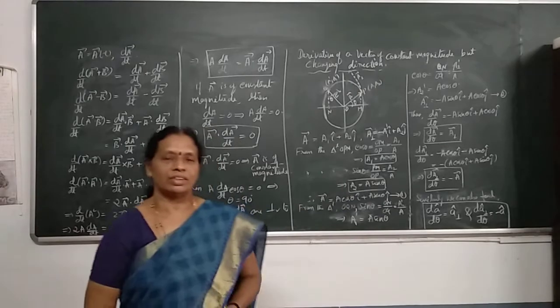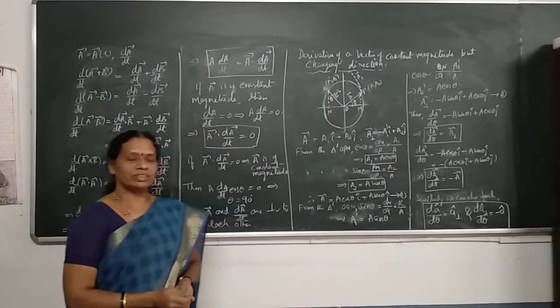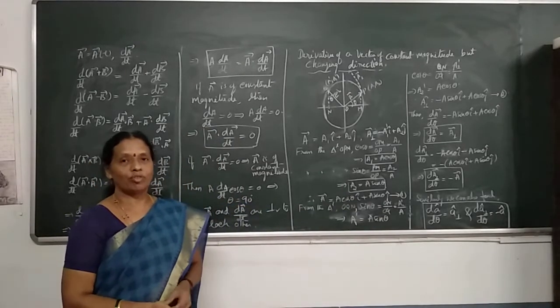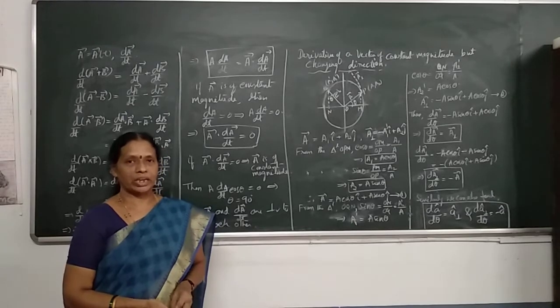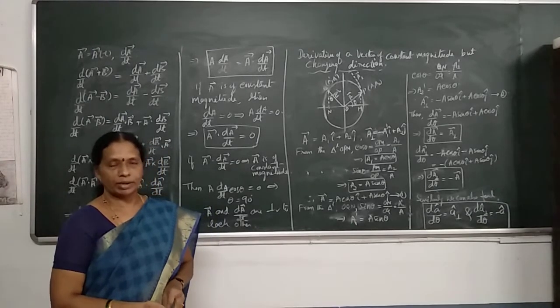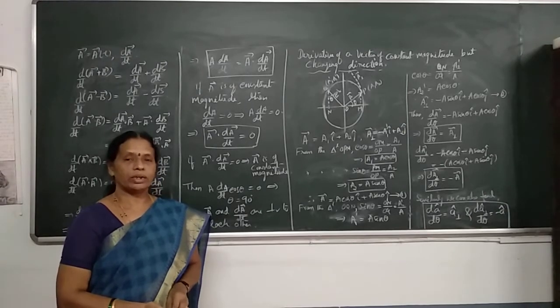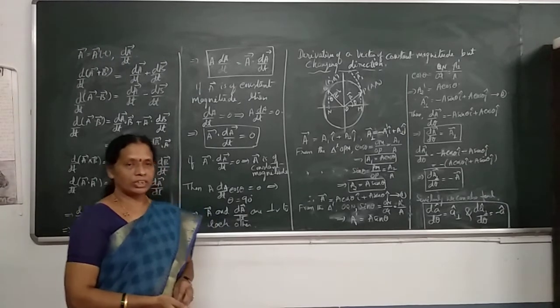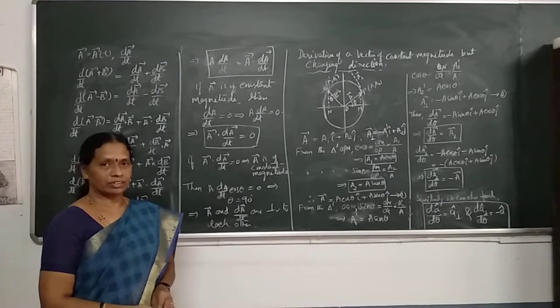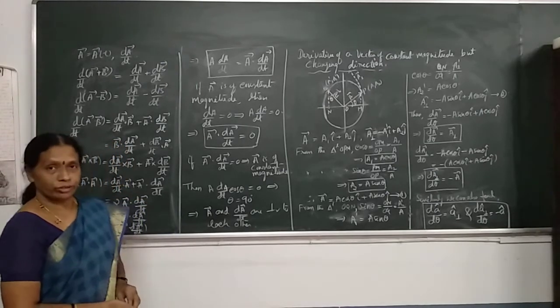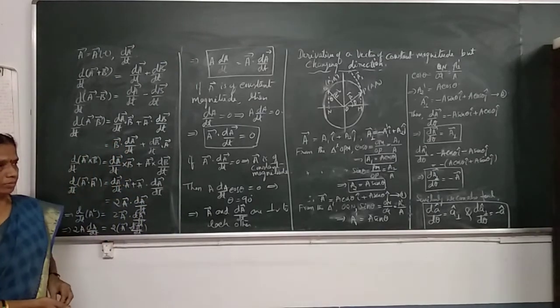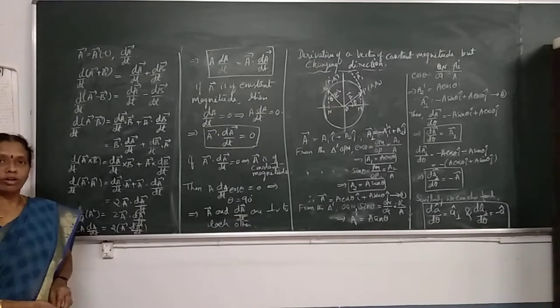Dear students, in the last class we discussed some basic factors of vector multiplication. There are two types of vector multiplication: scalar product of vectors and vector product of vectors, and their definitions. All those things we discussed in the last class. And we also discussed another property called derivative of a vector.